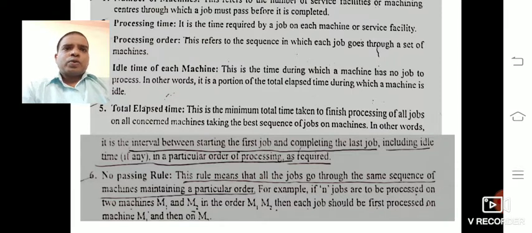Now the no passing rule. This rule means that all the jobs go through the same sequence of machines, maintaining a particular order. For example, if n jobs are to be processed on two machines M1 and M2, in the order M1 and M2, then each job should first be processed on machine 1 and then on machine 2. You need to maintain that order only.